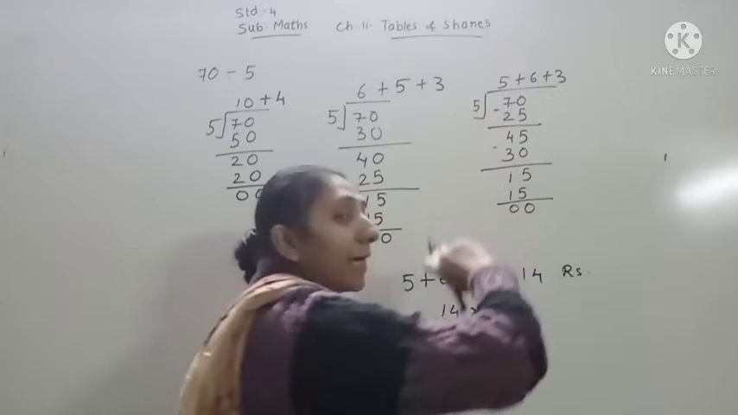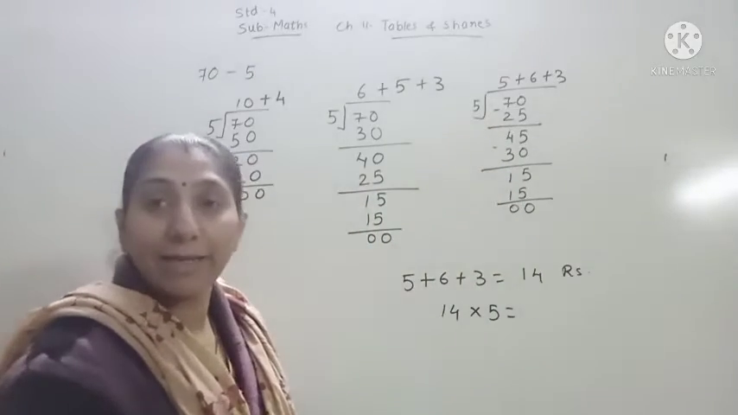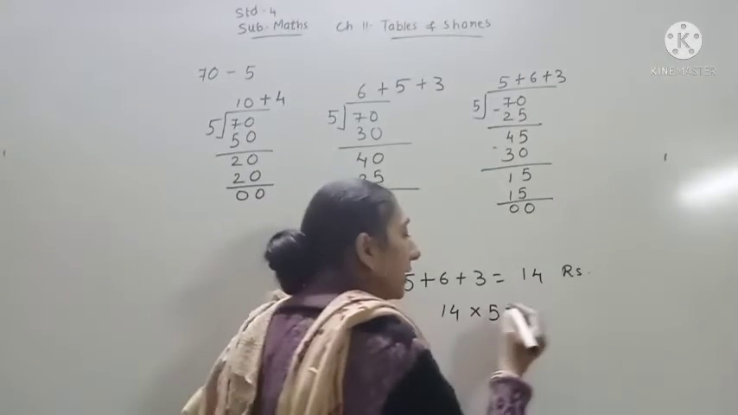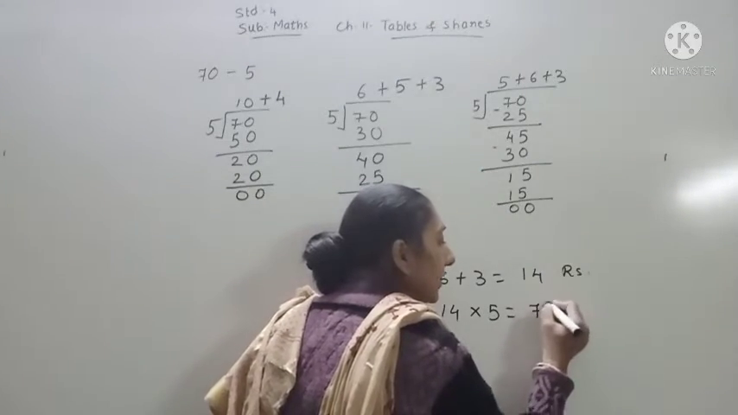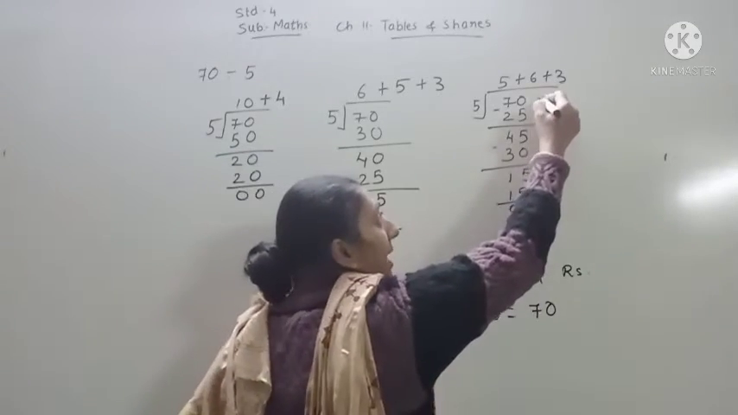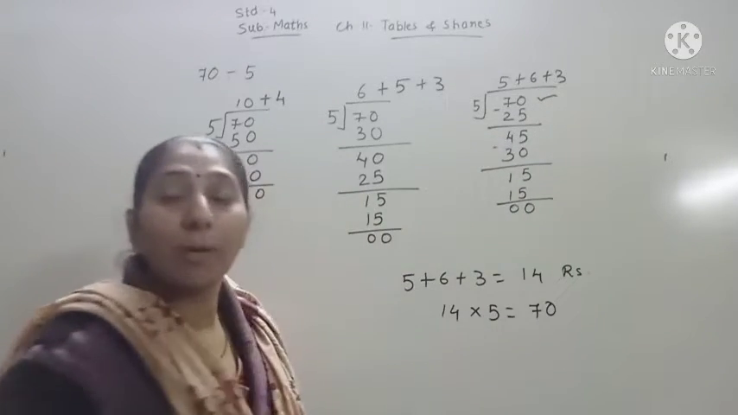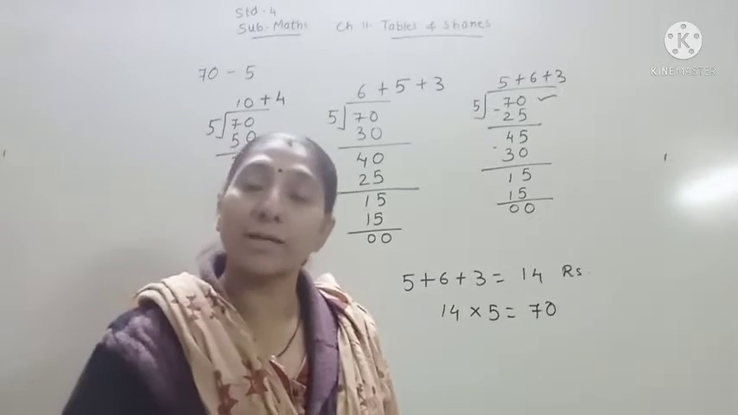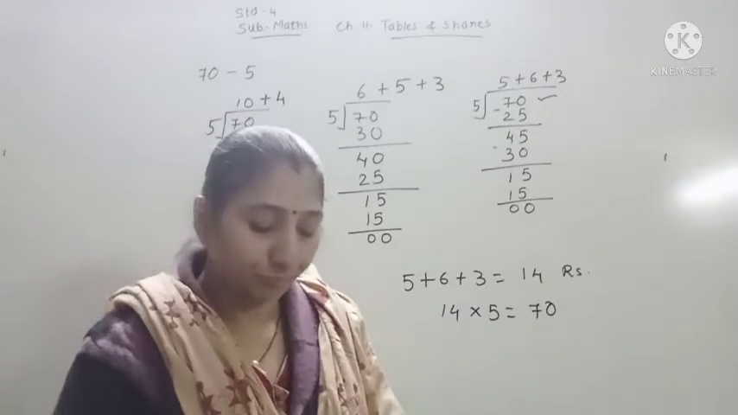जिससे आपने डिवाइड किया था उसी से आपको मल्टीप्लाई करके चेक करना है. 14 5s are 70. So your answer is right. आपको ये वाला आंसर जिसको आपने डिवाइड किया है वो आंसर आपको आना चाहिए.